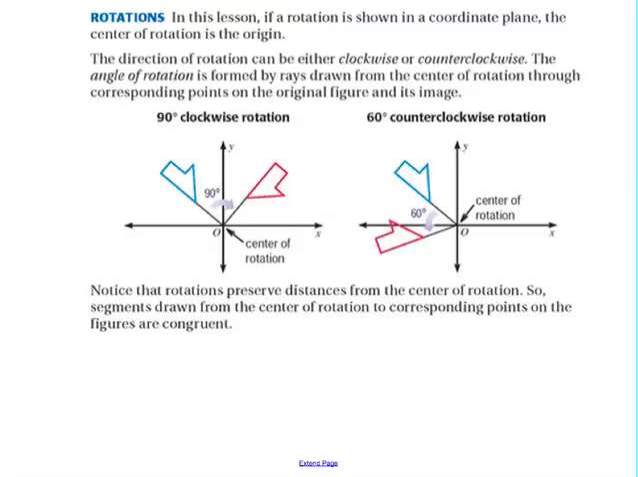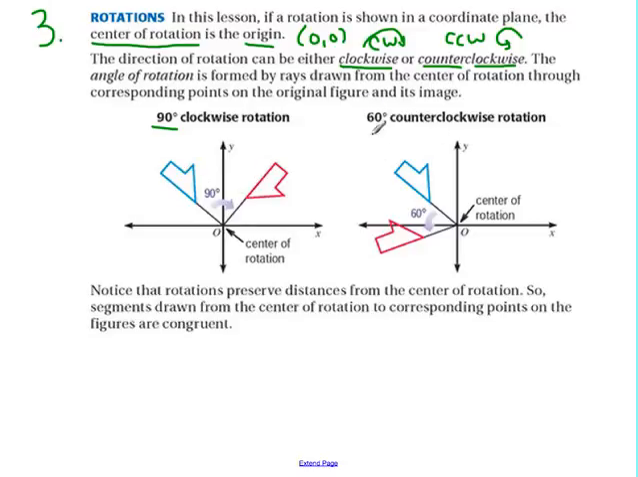Okay, rotations. This is isometric transformation number 3, the final one we'll look at. In this lesson, if a rotation is shown in the coordinate plane, the center of the rotation is the origin. That means 0, 0. The direction of rotation can either be clockwise or counterclockwise. Sometimes these are abbreviated CW or CCW. CCW means we're going this way, and clockwise means we're going this way. Watch out for that. Notice it can be 90 degrees, which is a really nice amount, makes a right angle.